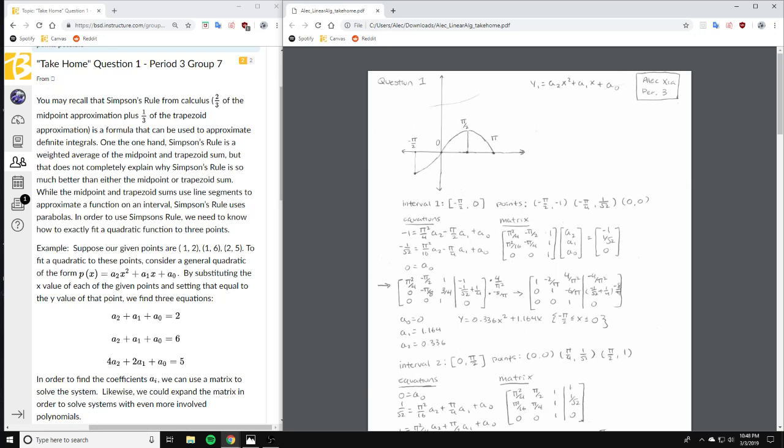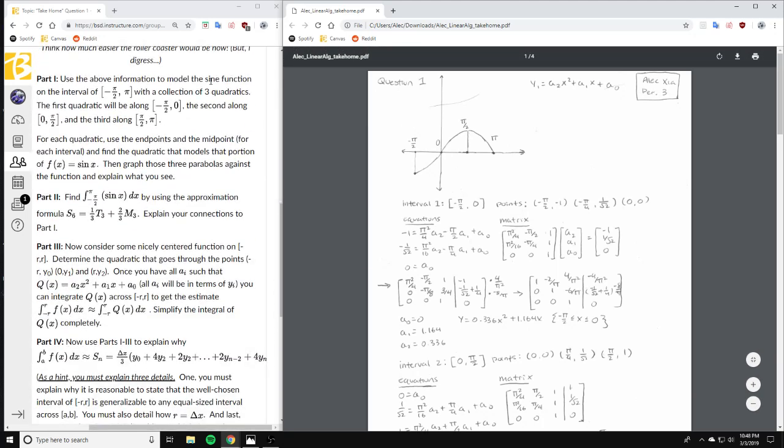Looking at question 1 of the take-home. This is my explanation. As you can see on the right of your screen, we have my work in PDF form, and on the left of the screen, we have the question. So part 1 asks us to find a quadratic based on this interval of negative pi over 2 and pi.